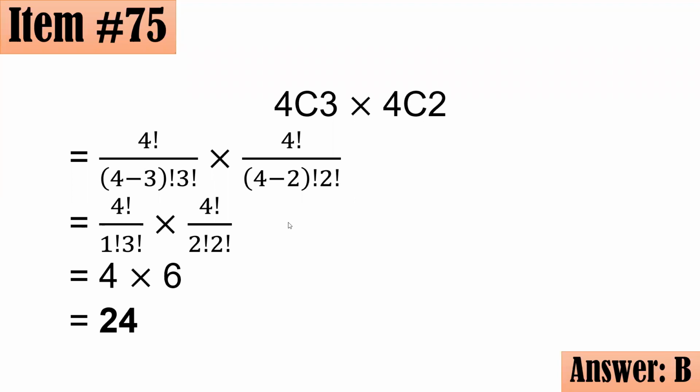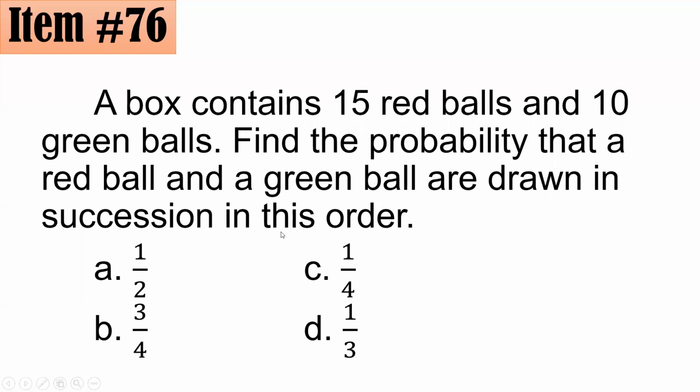Okay, letter P. 76. A box contains 15 red balls and 10 green balls. Find the probability that a red ball and a green ball are drawn in succession in this order. Did you go for 1/2, 3/4, 1/4, or 1/3?